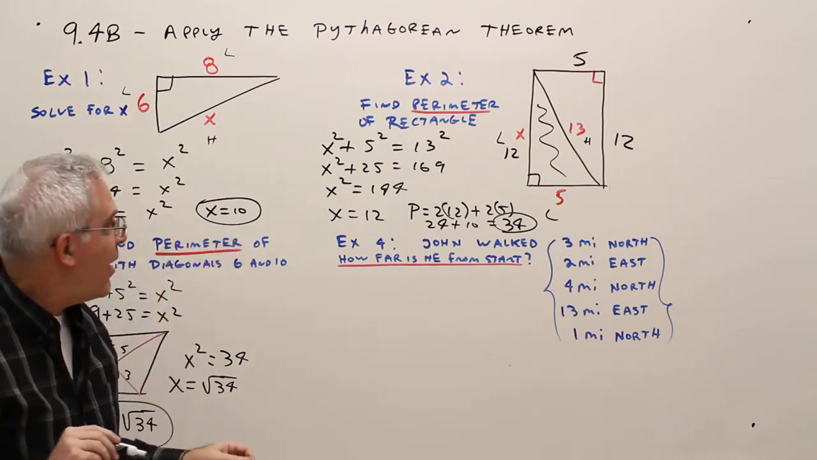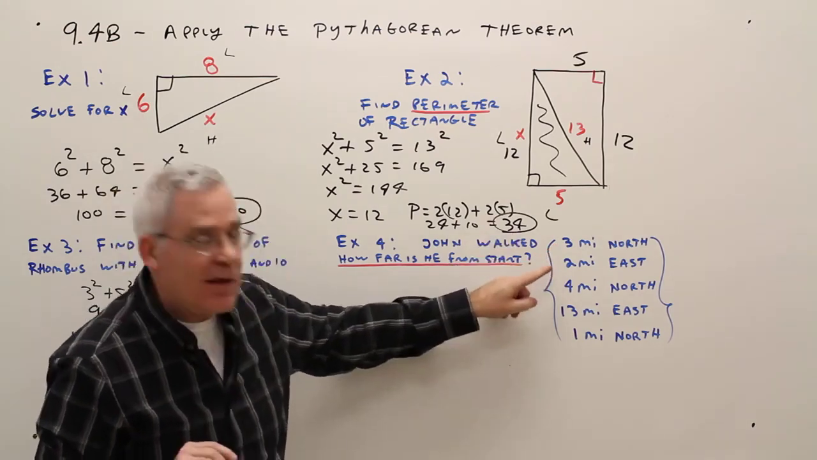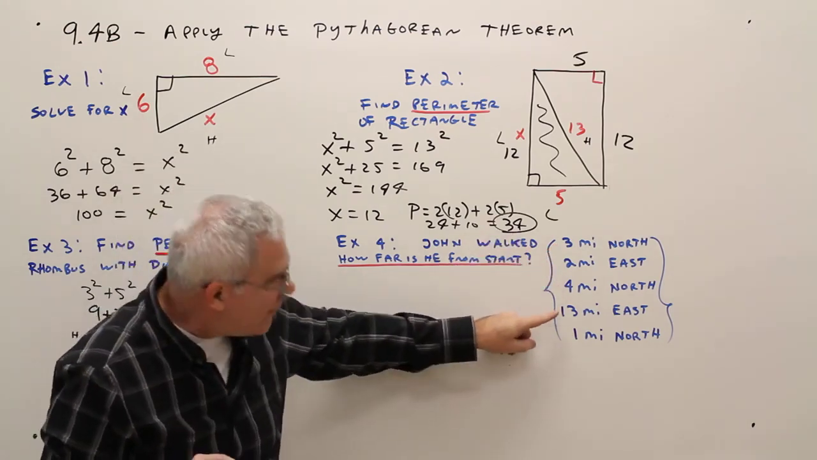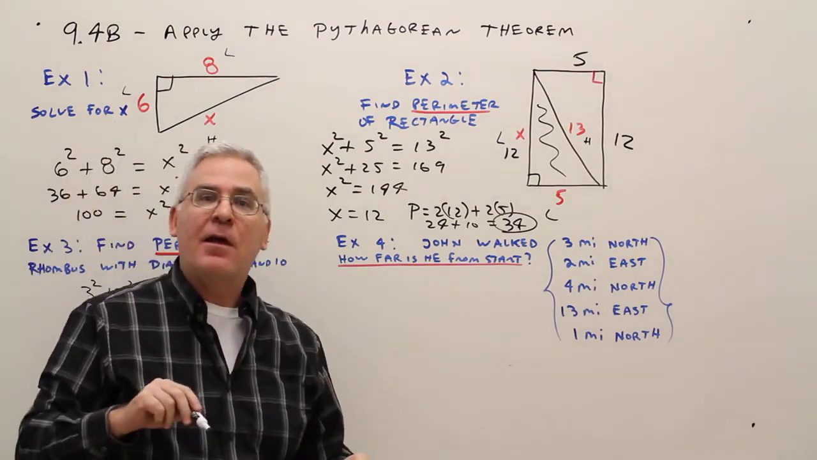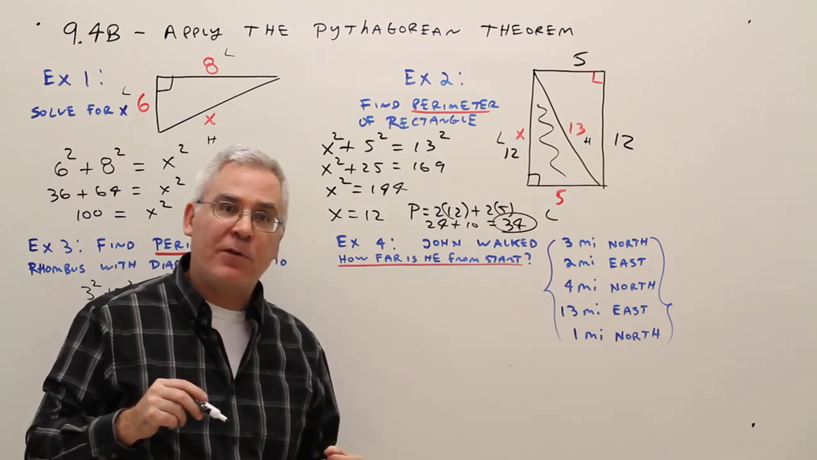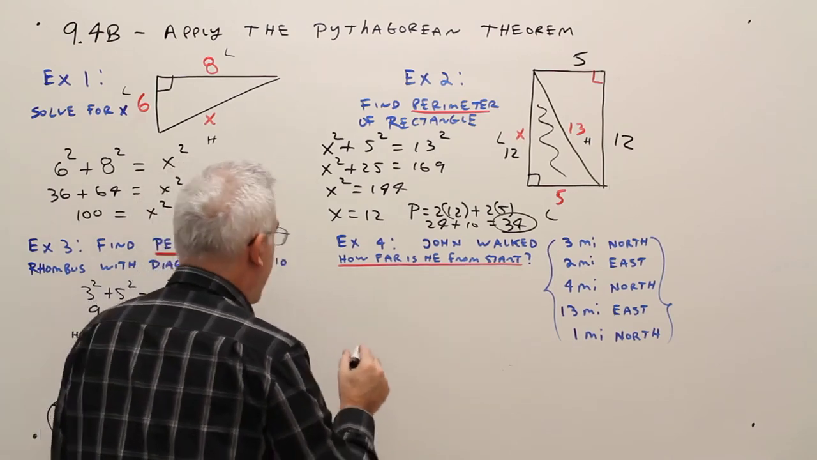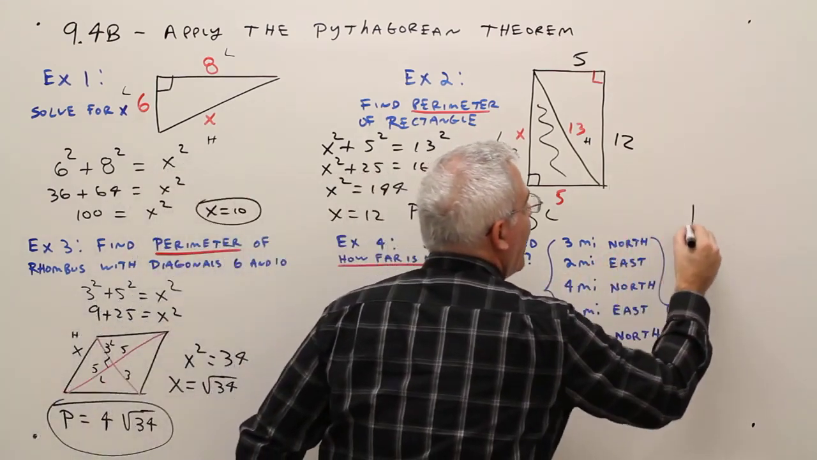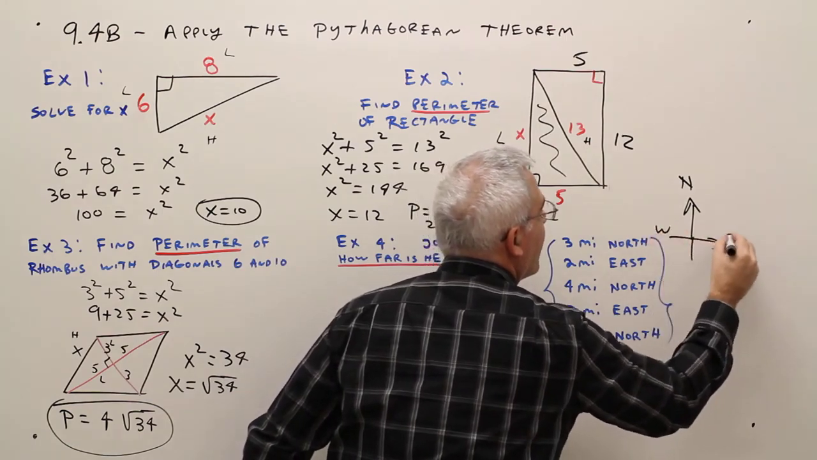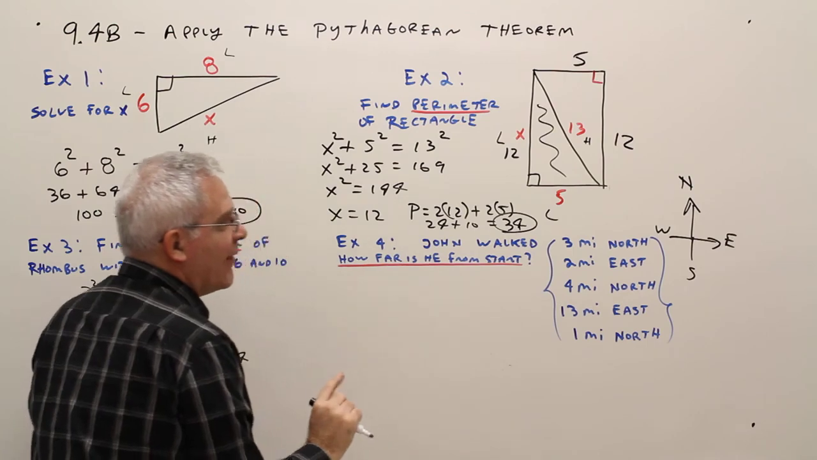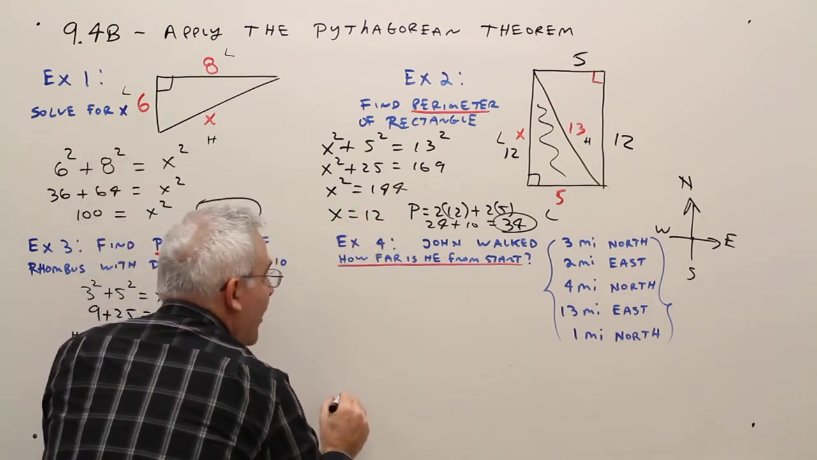All right, example 4. John walked 3 miles north, then 2 miles east, then 4 miles north, then 13 miles east, then 1 mile north. Okay, and a zigzag. How far is he at the end of the journey compared to the start? Okay, well, I'm going to do it this way. So just so you guys are aware, that is north, that is west, that is east, that is south. So basically it's going up and to the right. All right, so I'll just do a quick little drawing here.